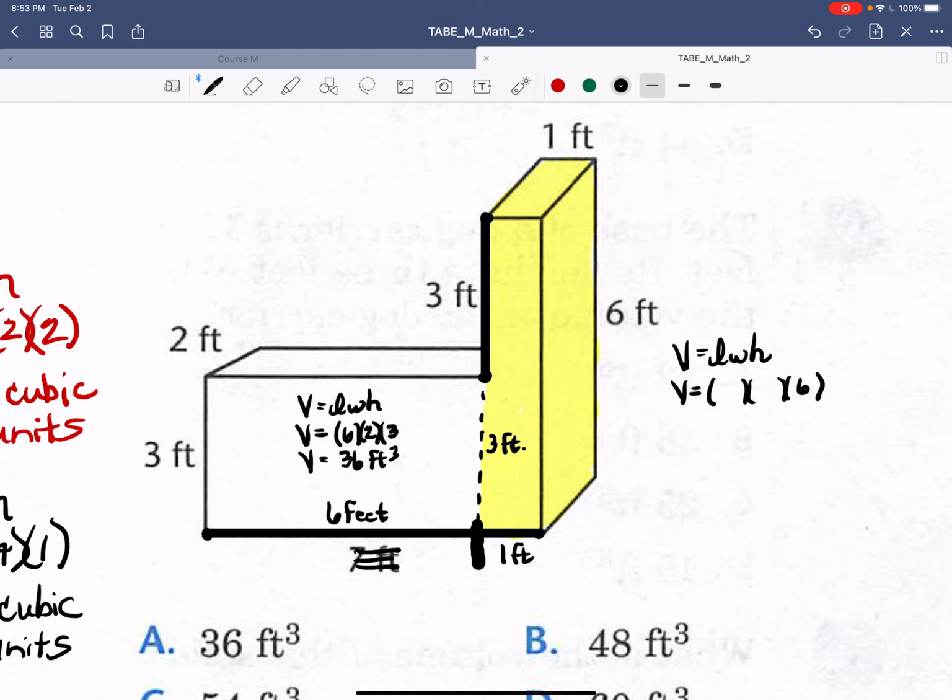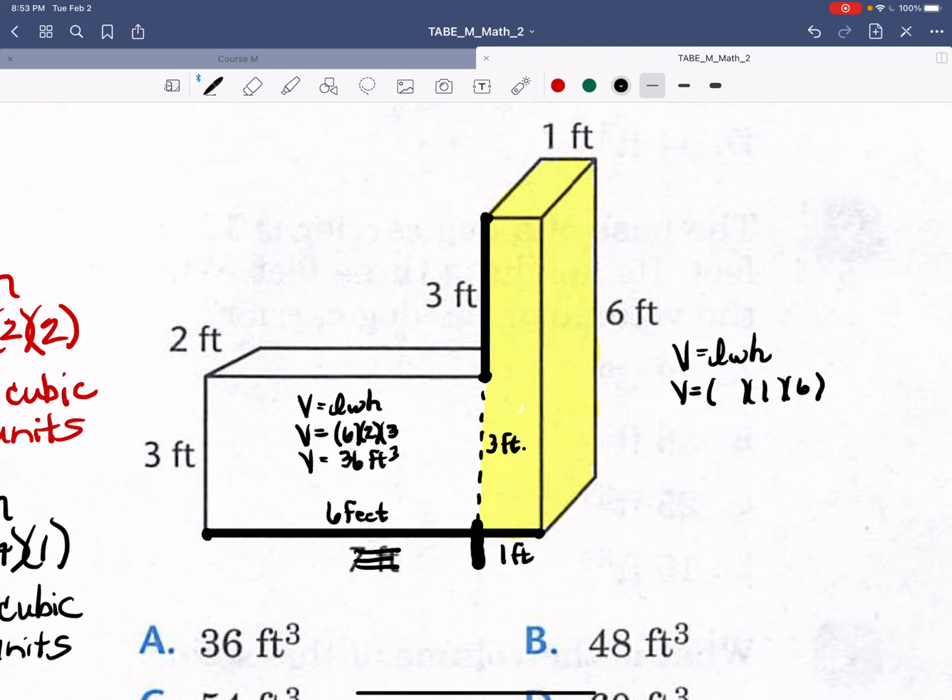I can tell you the width is 1. But I need to know the width. And the width is this line right here. Let me make it green so you can see it. The width is going to be this one, right down here. And I can tell you that one because I know this one up here is 2. So this line is also 2 feet.